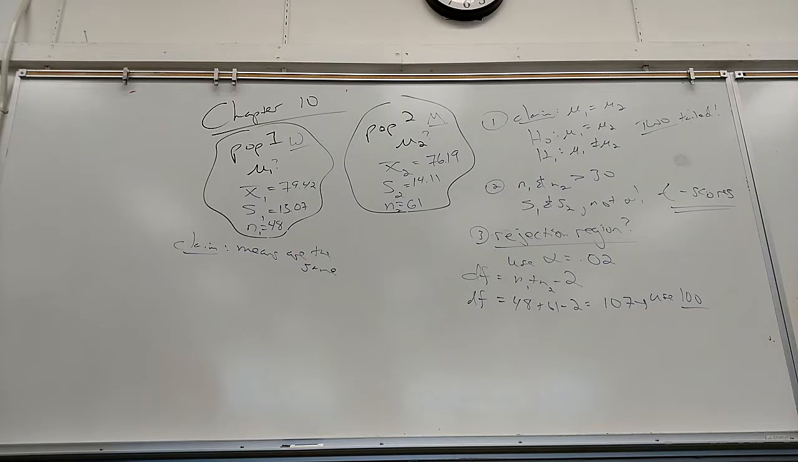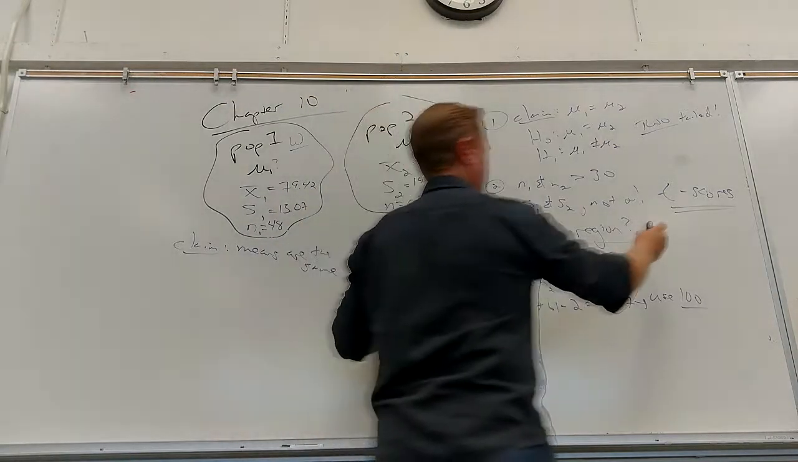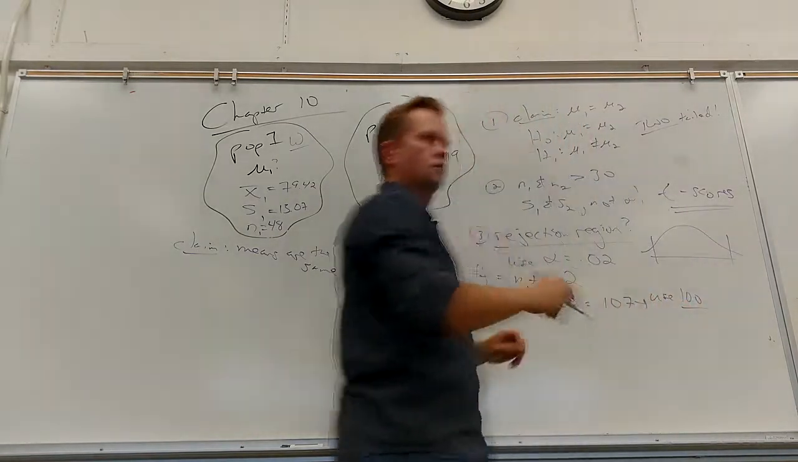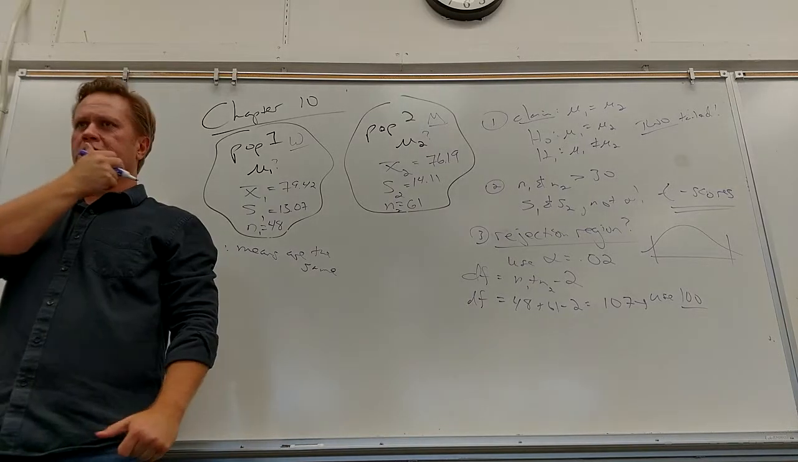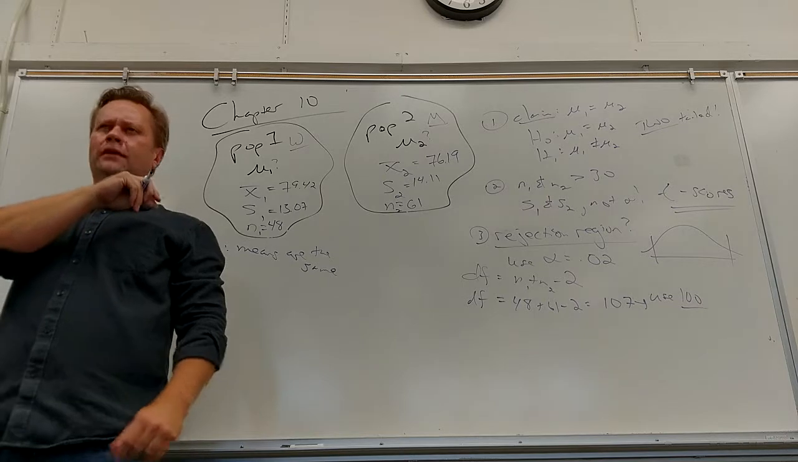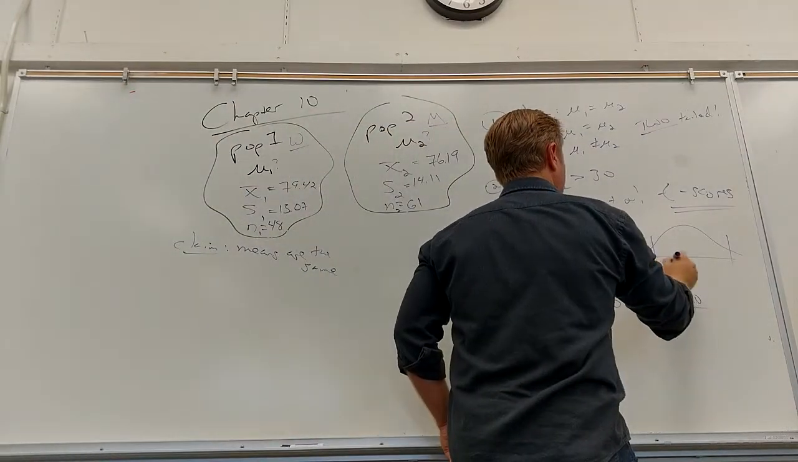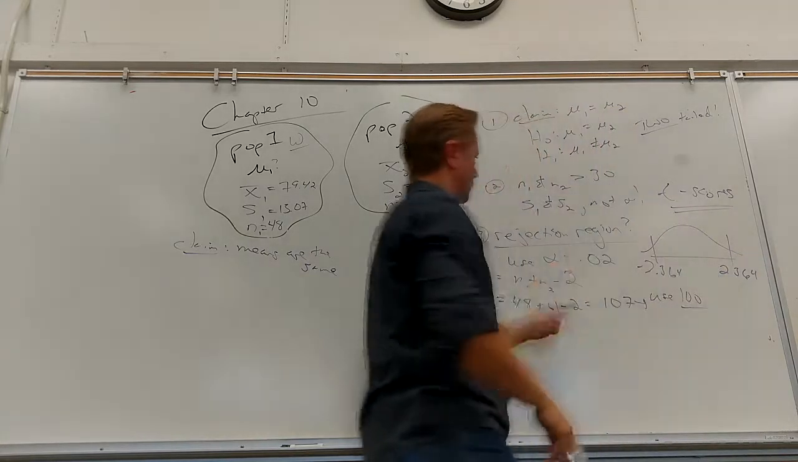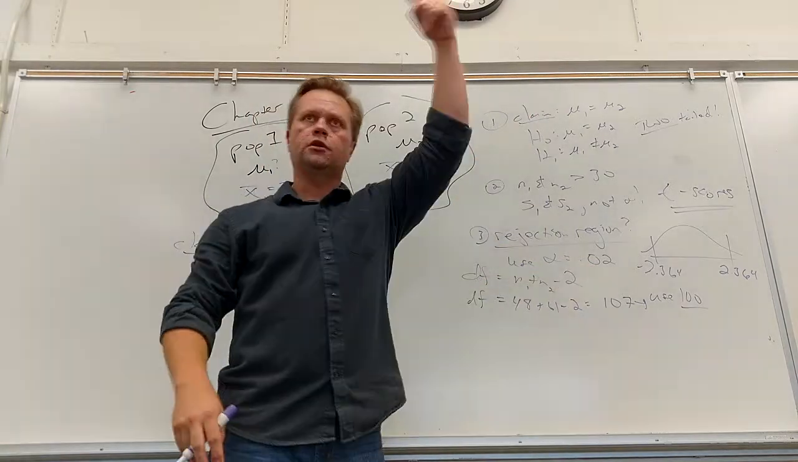So I got 1 vote. 2 votes in. I like it. 3 votes in. So negative 2.364, positive 2.364. 0.02, two-tail test. Stop at 100.